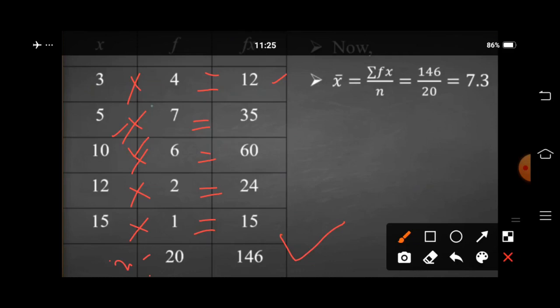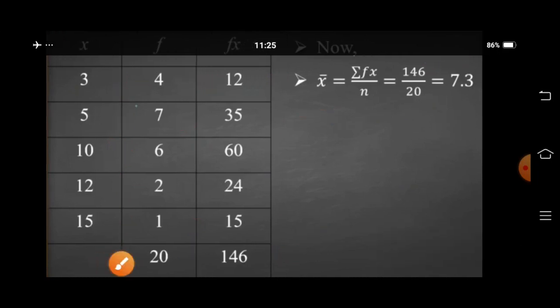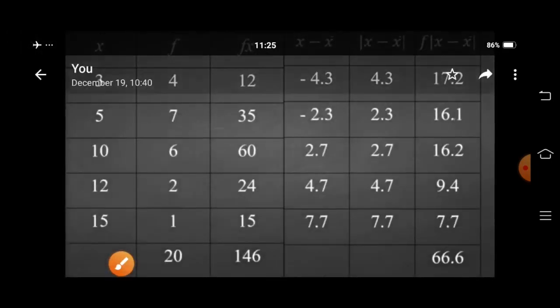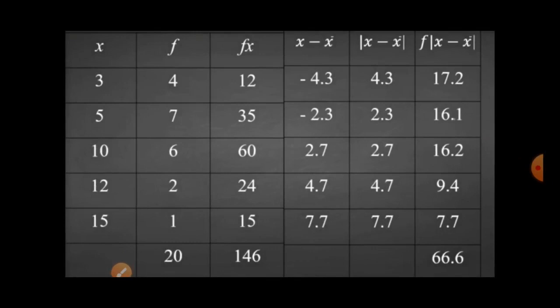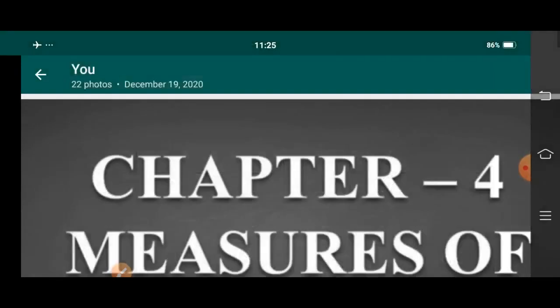Find out here the mean. Mean equal to sigma fx upon n. 146 divided by 20. Our mean is 7.3. Now let us add some more columns to find out the mean deviation and coefficient of mean deviation. So our observed x is here.